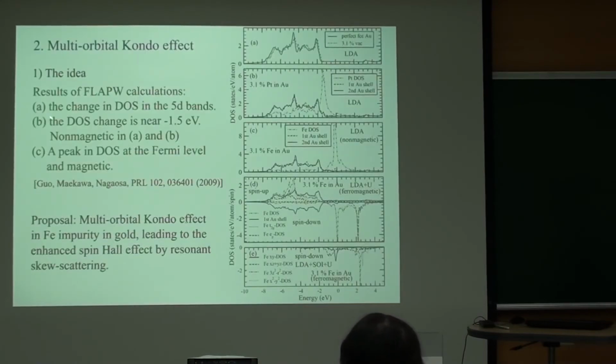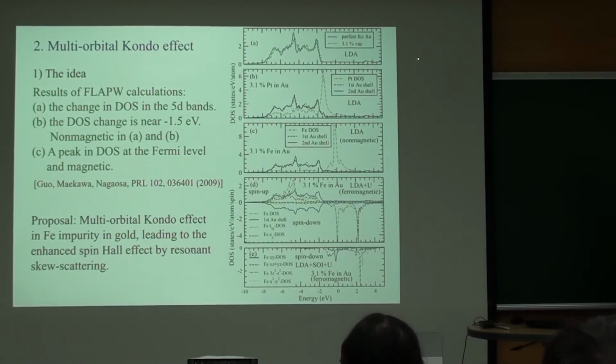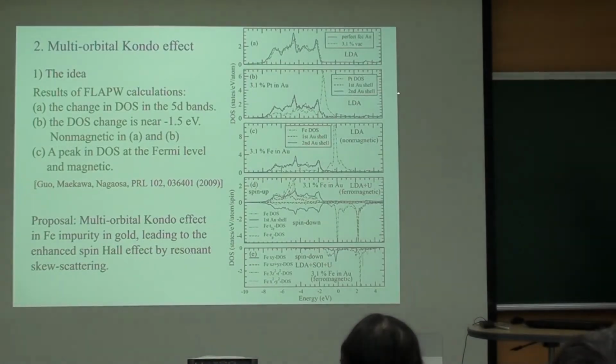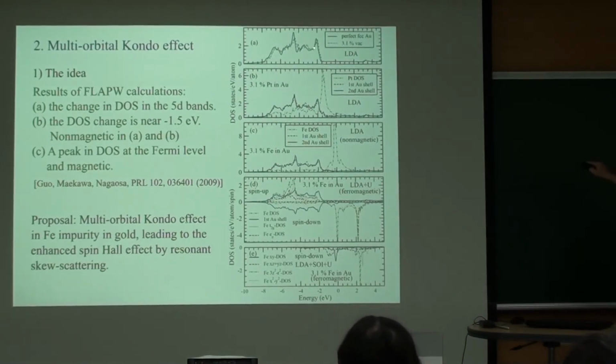And then I performed band structure calculations for pure gold, gold with a gold vacancy, gold doped with platinum, and gold doped with iron. You can see that if you dope gold with a vacancy, not much change. If you dope with platinum, we have this prominent peak due to the impurity, but to me it is 1.5 eV below the Fermi level, which may not affect transport very much.